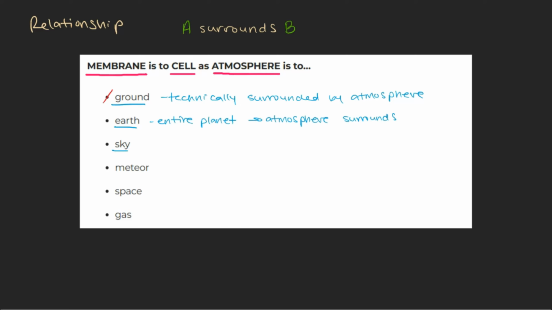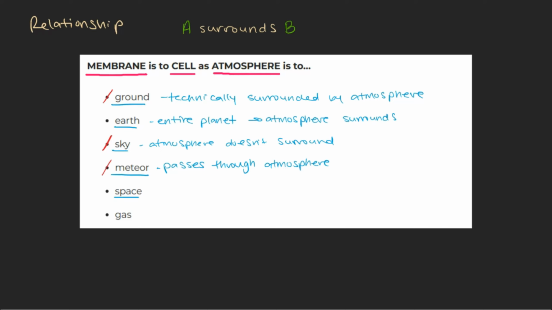C. Sky. While the sky is visible within the atmosphere, it isn't something the atmosphere surrounds. Since this doesn't fit our relationship as well as Earth does, we can mark this choice as incorrect. D. Meteor. A meteor is an object that passes through the atmosphere when entering Earth's vicinity, but it isn't entirely accurate to describe it as something the atmosphere surrounds. This choice can be marked off.